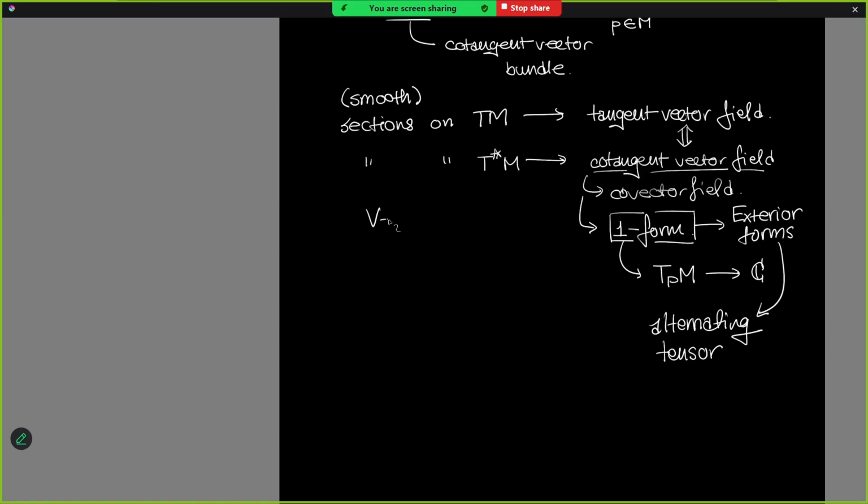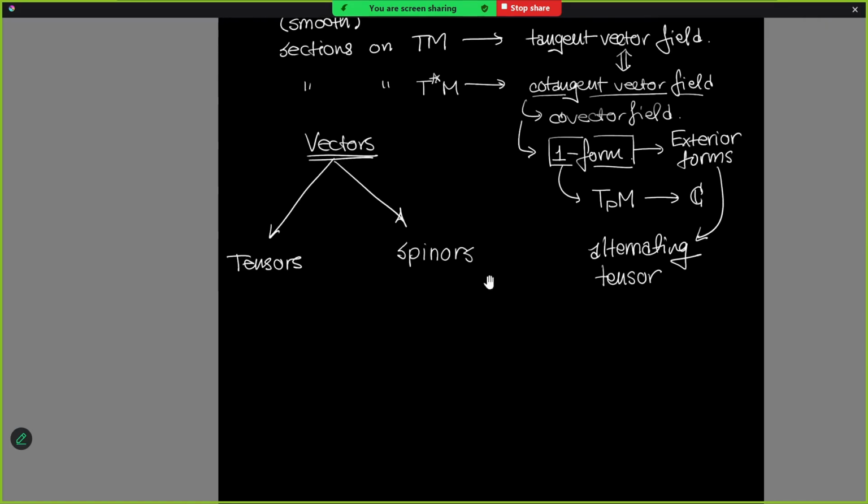If we think about vectors, there are lots of different kinds of vectors, but two important kinds are tensors. Tensors are one way that you can compose these tangent vectors and cotangent vectors and then form these higher order objects. But you can also form vectors in other ways, and a very famous kind of vector that's not a tensor. In fact, a lot of people bring up spinors as being not tensors, but they're still vectors.